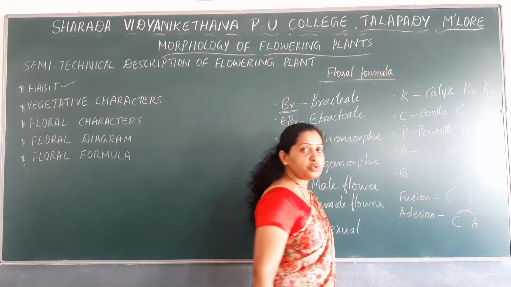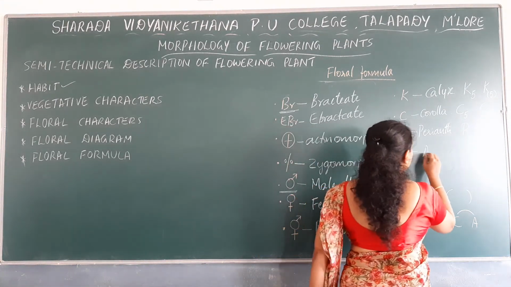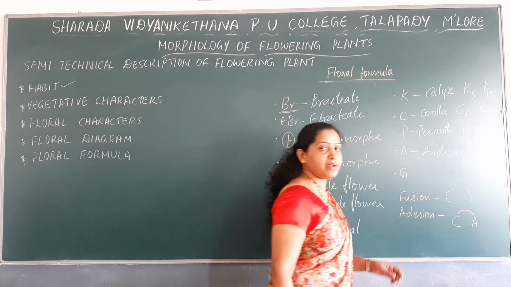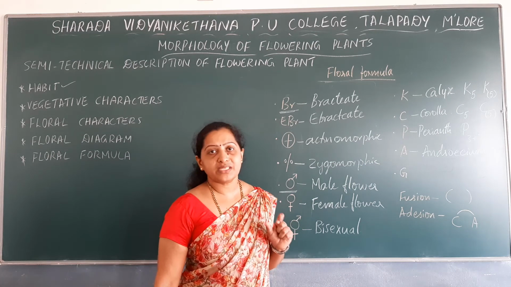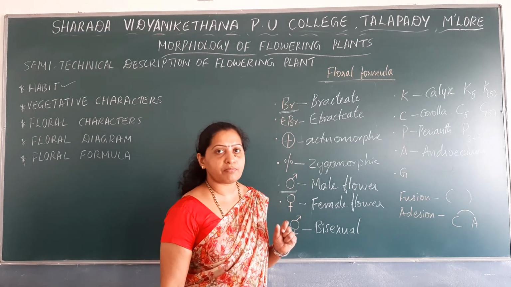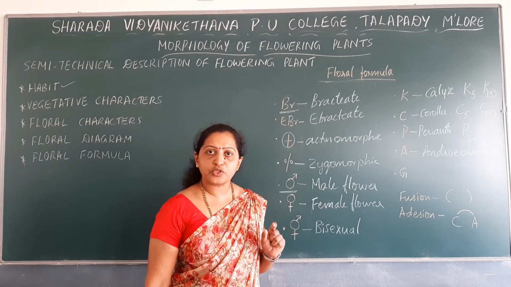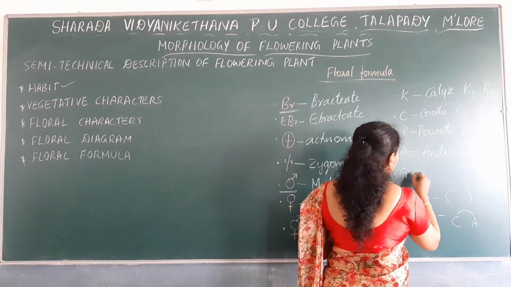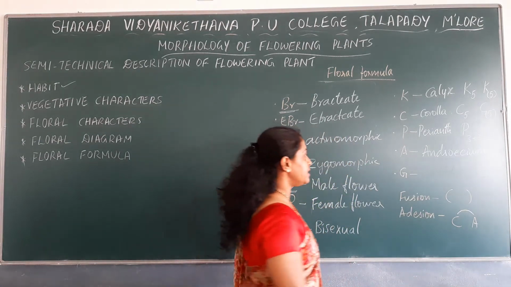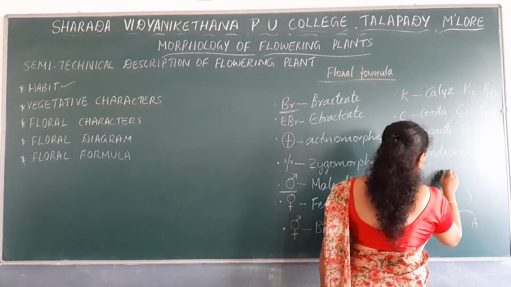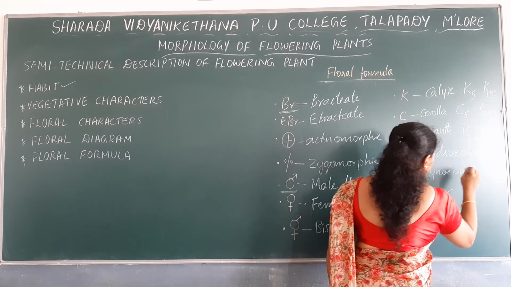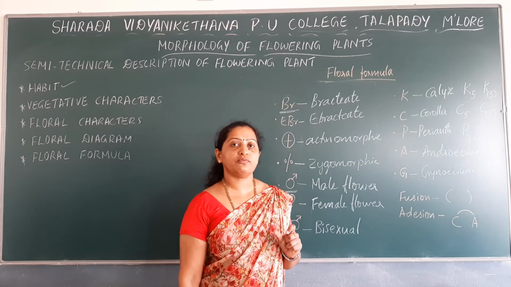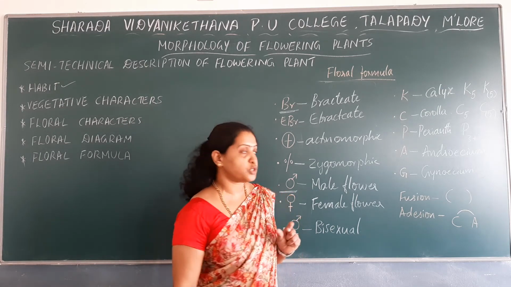Then A refers to androecium. Here you have to clearly mention how many stamens are present. Suppose stamens are fused together, it has to be represented by enclosing within the bracket. Then gynoecium. Gynoecium is represented by the alphabet G, and a gynoecium consists of carpels. The number of carpels also has to be represented.